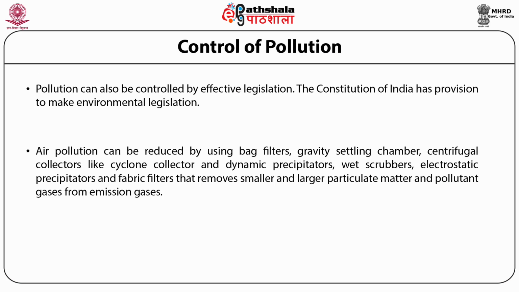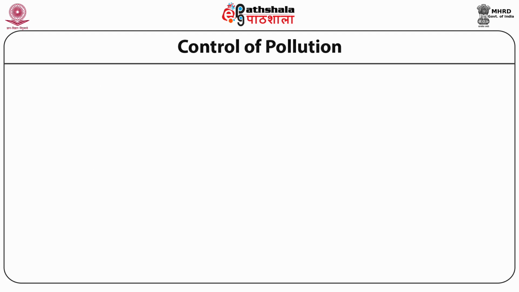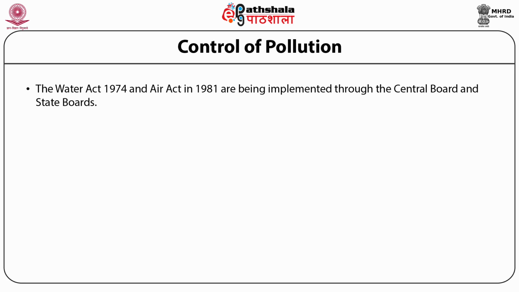Gravity settling chambers, centrifugal collectors like cyclone collectors, dynamic precipitators, wet scrubbers, electrostatic precipitators, and fabric filters remove smaller and larger particulate matter and pollutant gases from emission gases. Sewage treatment plants can be used for the purification of water. The Water Act 1974 and the Air Act 1981 are being implemented through the central board and state boards.